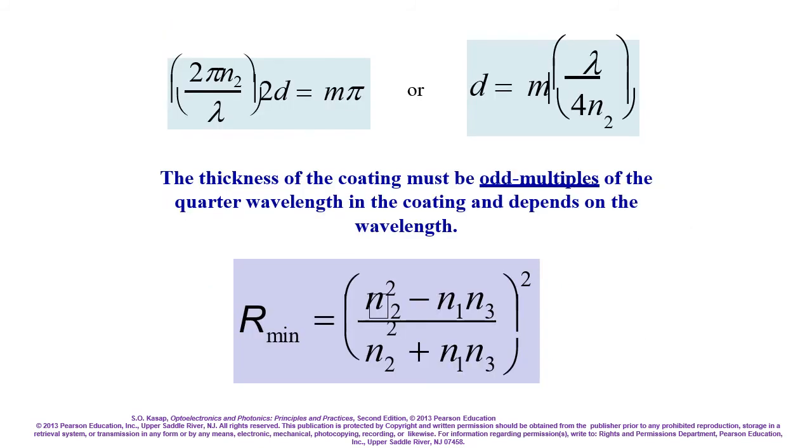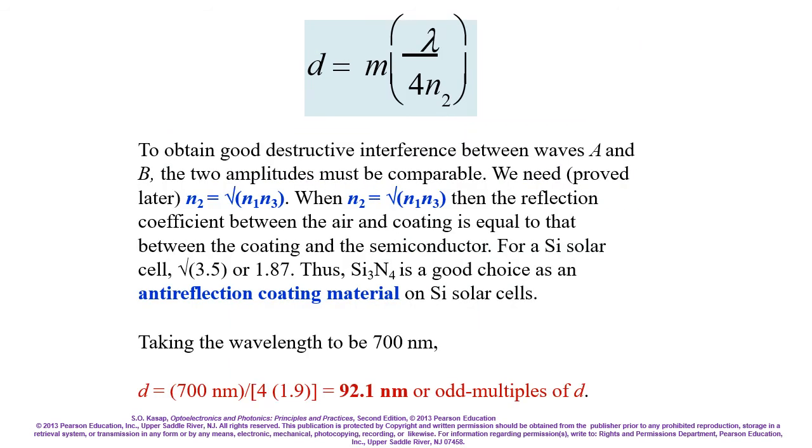So finally we are getting this equation. This equation is the optimum equation for an anti-reflecting coating. The thickness of the coating must be odd multiples of the quarter wavelength in the coating, and it depends upon the wavelength. To obtain a good degree of destructive interference between wave A and B, the two amplitudes must be comparable. It turns out that R minimum, the minimum reflectance, becomes n2 squared minus n1 n3, divided by n2 squared plus n1 n3, whole squared, where d becomes m times lambda by 4 n2.